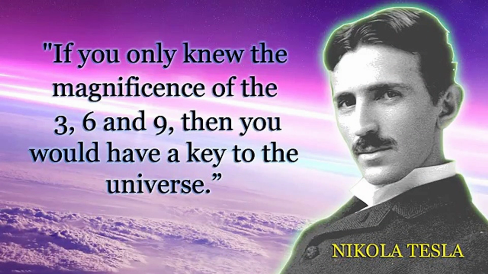Nikola Tesla said if you only knew the magnificence of 3, 6, and 9, then you would have a key to the universe. Nikola Tesla had a strange obsession with these numbers. He would walk 3 times around the block before entering a building. He would wash his dishes with 18 napkins because 18 is divisible by 9, 6, and 3. And he would only stay in hotel rooms that had a room number divisible by 3. So, yes, he had a strange obsession.